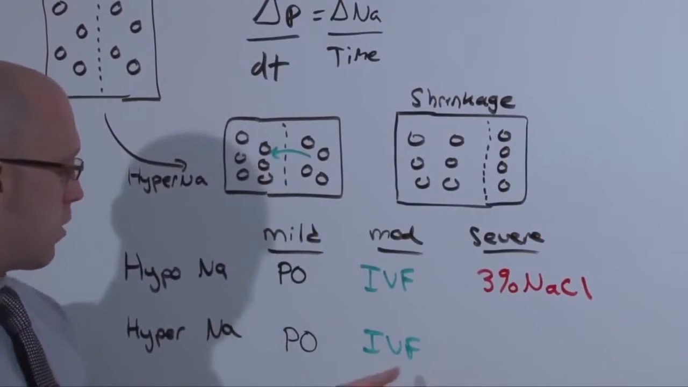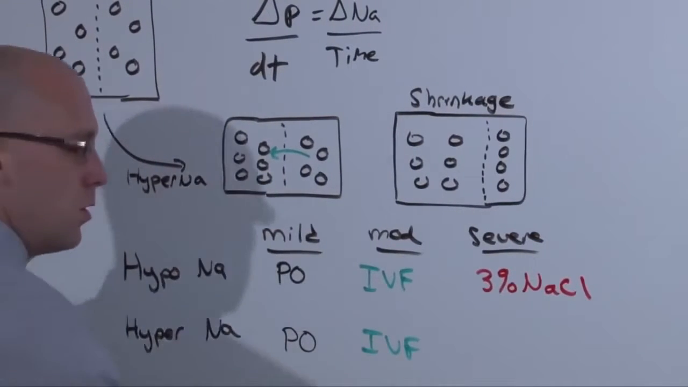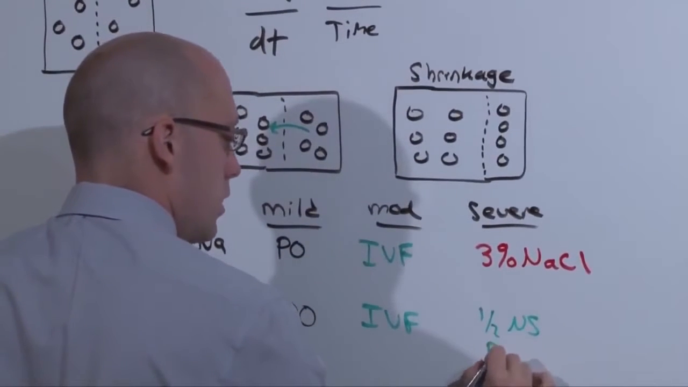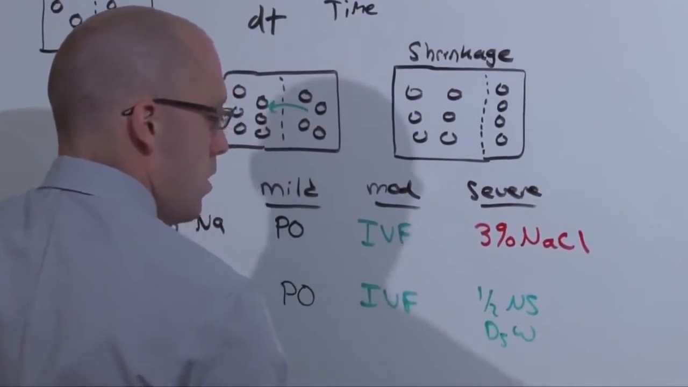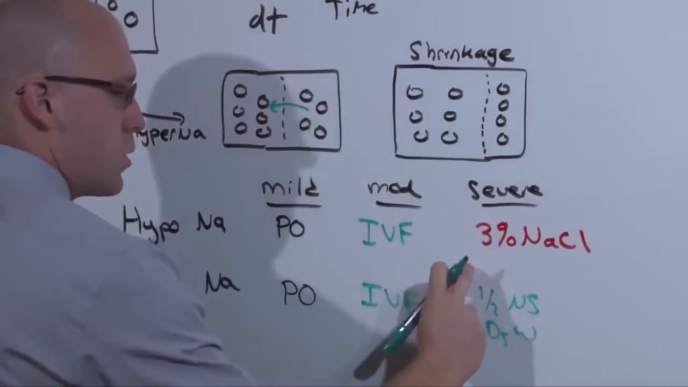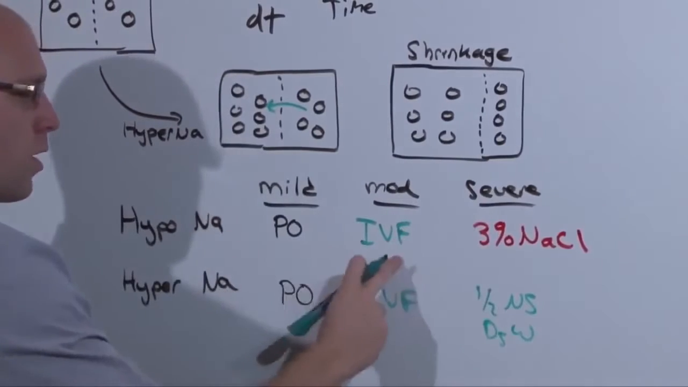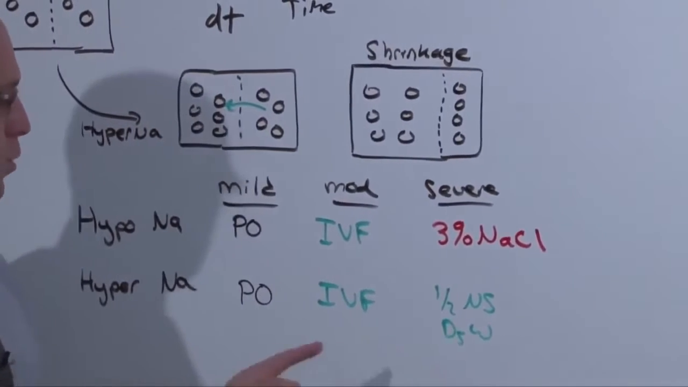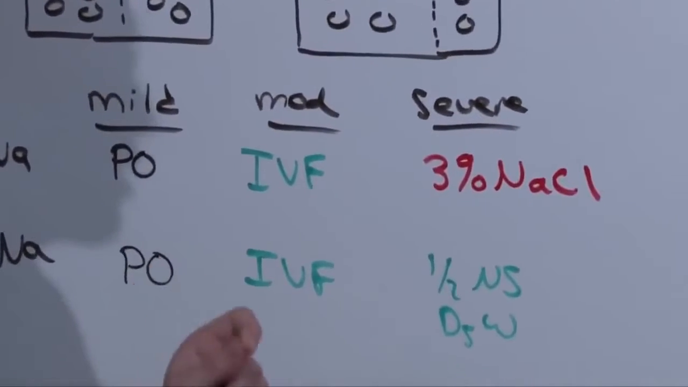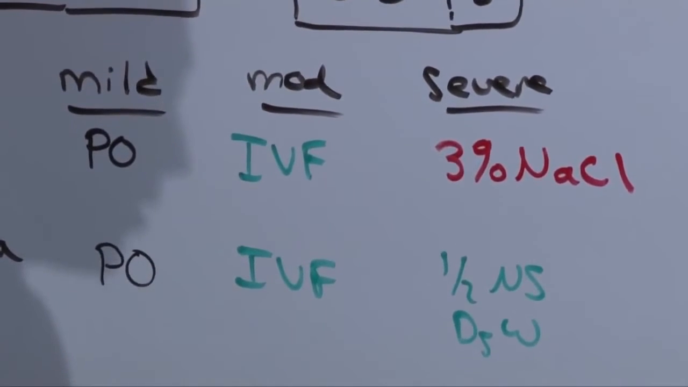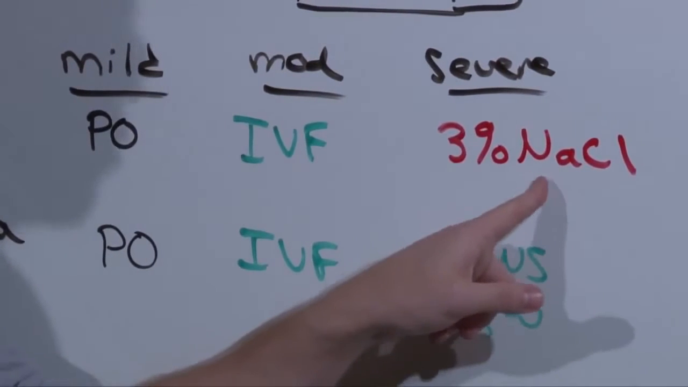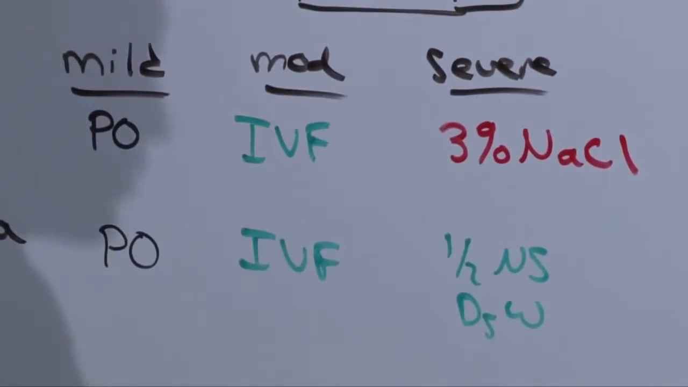For the case of severe hypernatremia, you can use half normal saline or D5 water. The only thing you're going to pay attention to is whether or not you use 3% sodium chloride. Whether they can do it PO or IV doesn't really matter, but you have to watch out for the person who has severe hyponatremia, as indicated by the number less than 110, or seizures or coma. That person needs more rapid correction because the symptoms are so severe.